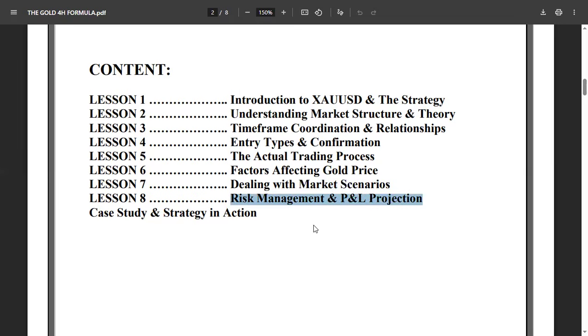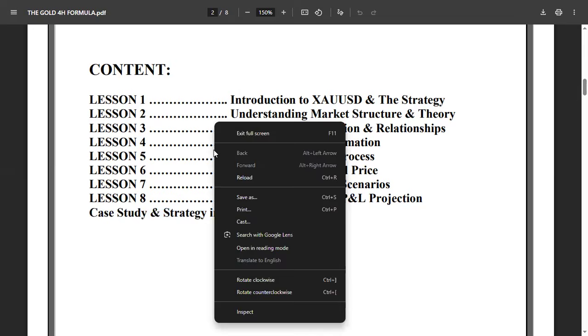And of course, we're going to cover the risk management and profit and loss projection. Now, here we're going to cover a lot of things concerning what is the position sizing, the lots that you're going to use, the risk management techniques that I teach all of my students. And of course, after that, we're going to have a very nice session together, trading together as the case study. So welcome everyone.